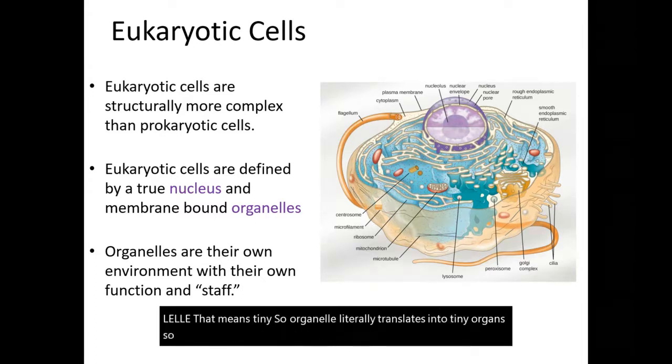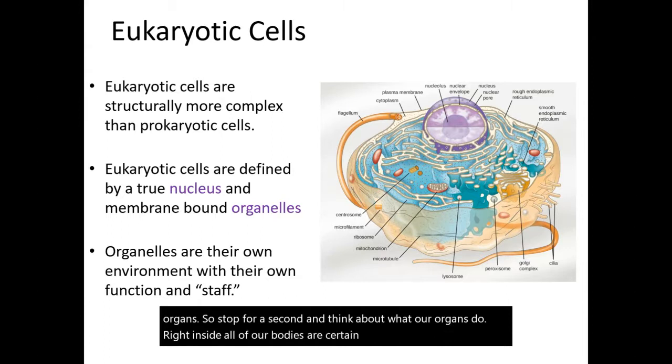Stop for a second and think about what our organs do. Inside all of our bodies are certain organs, and I'm saying all as in all people's organs have the same shape. Each organ has its own shape, its own place in the body, and its own job. My stomach is going to look similar to my mom's stomach and other people's stomachs. Stomachs have a general shape and a general function, no matter whose stomach we're talking about, and it's going to hopefully be in the same place as everybody else.